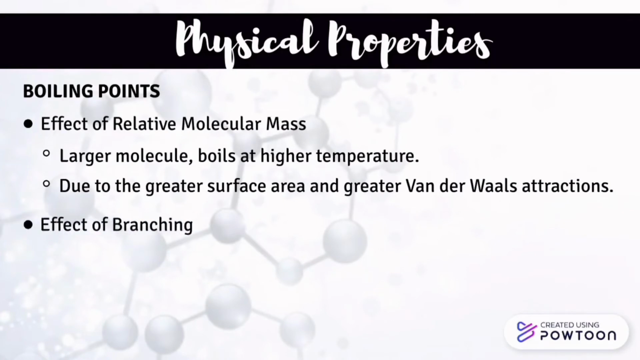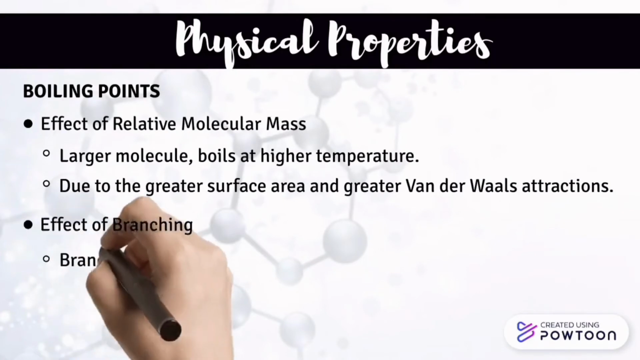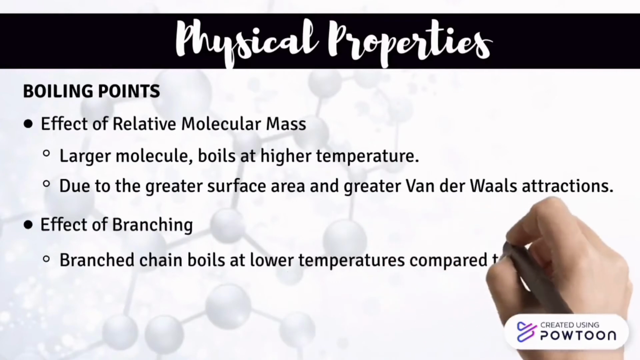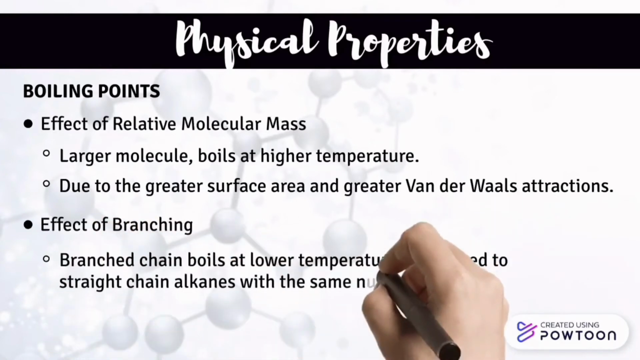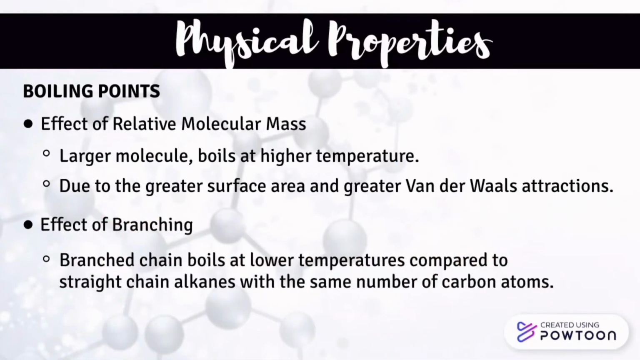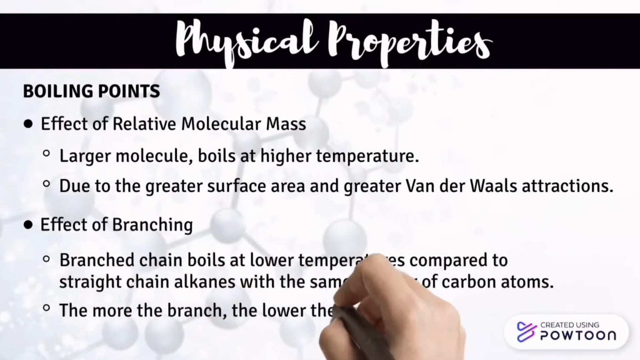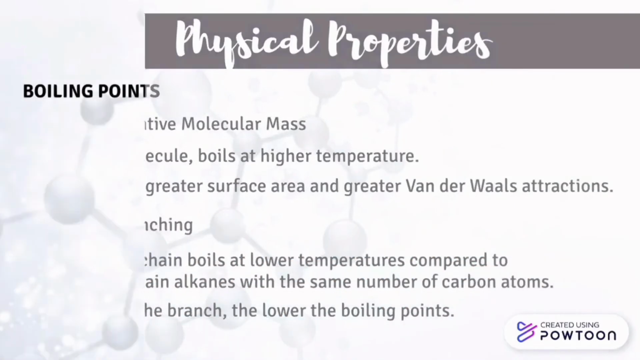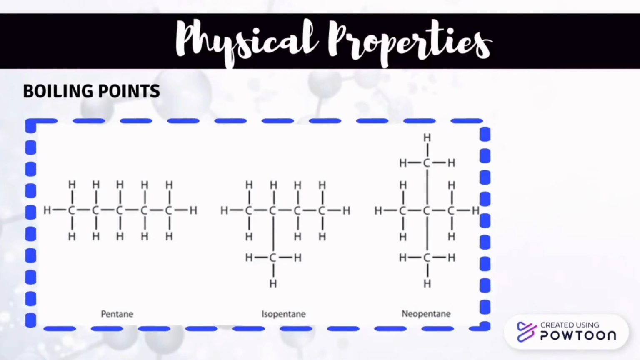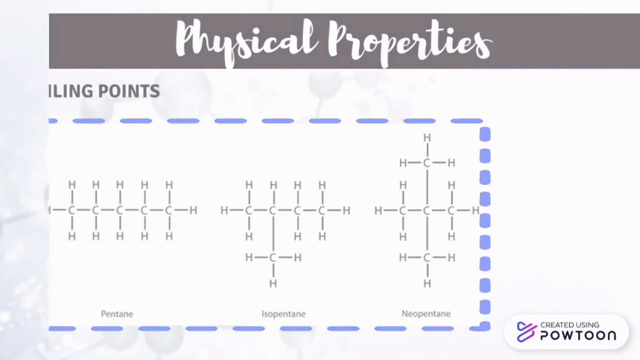Second is the effect of branching on boiling points of alkane, where a branched chain alkane boils at a lower temperature than a straight chain alkane with the same number of carbon atoms. So, the more branches occur in a chain, the lower the boiling point. For example, pentane boils at a higher temperature than isopentane and neopentane because pentane is a straight chain while the other two are branched chain, but neopentane boils at a lower temperature than isopentane since it has more branches.